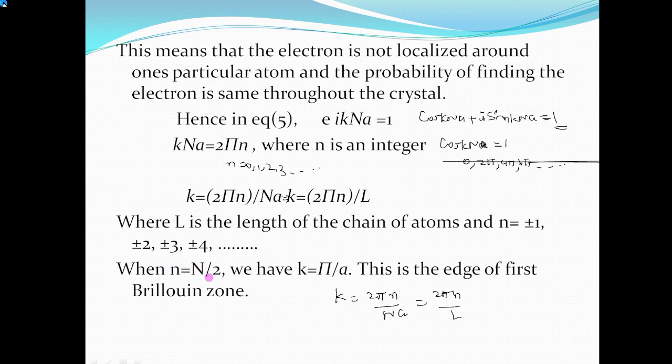Now, in any state, 2 electrons can exist. So n is equal to N by 2, and k is equal to 2 pi n divided by L, which can be written as 2 pi (N/2) by Na. So the N gets cancelled, the 2 gets cancelled, and k is equal to pi by a. So you can write it as k is equal to plus or minus pi by a. This is the edge of the first Brillouin zone. So this is all about Bloch theorem.